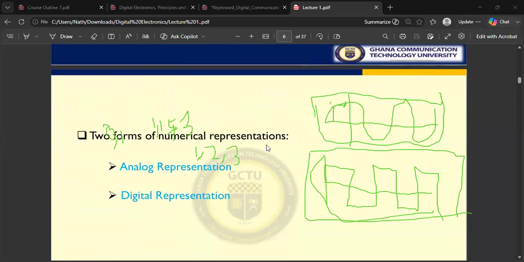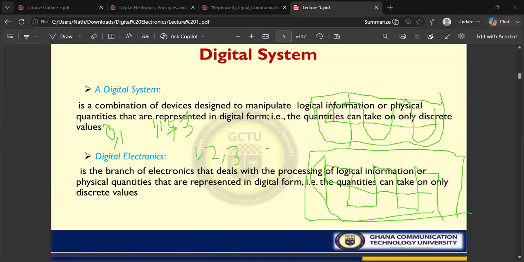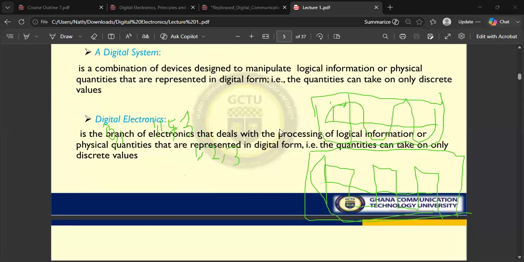Then we look at the analog representation. The analog representation is just going to be the opposite of the digital representation. So analog representation is a combination of devices designed to manipulate logical information or physical quantities that are represented in analog form. So that is analog representation.